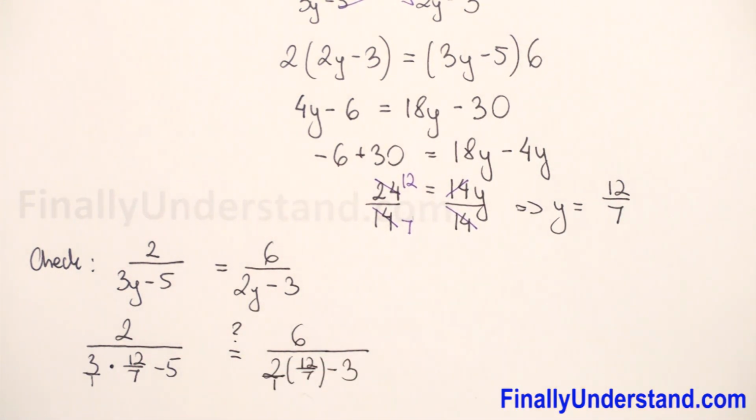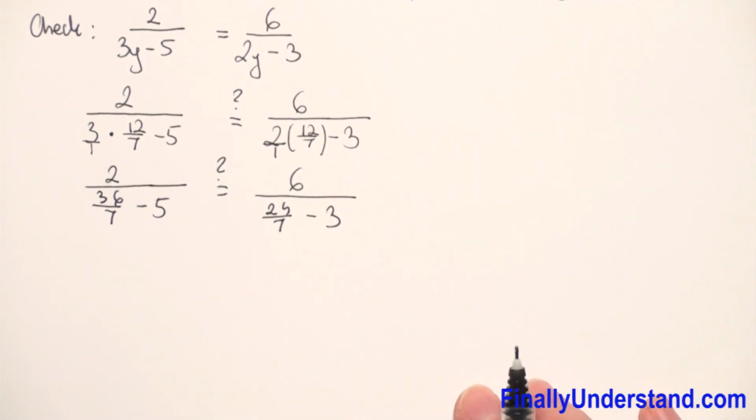So now we have multiplication of fractions. So numerator we have to copy, and we have to multiply numerator times numerator, denominator times denominator. So 3 times 12 is 36 over 7, and we have minus 5. We have to check if this is equal. We have 6 over 2 times 12 is 24 over 7 minus 3. So now, because we have here an improper fraction and we have subtraction, first I will change this to a mixed number, and numerators I will copy.